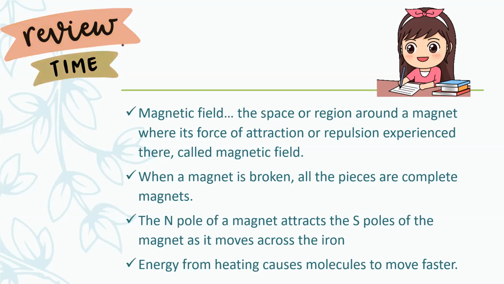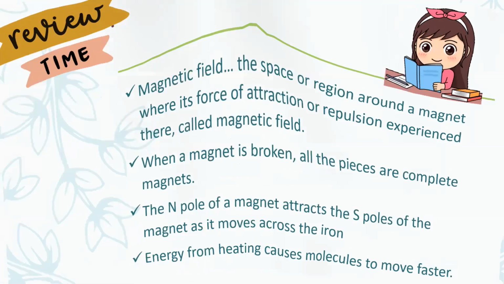The N pole of the magnet attracts the S poles of the magnet as it moves across the iron. If you move across the iron, then the particles of the N pole of the magnet attract the S pole of the magnet. And at the end, we were talking about how energy from heating causes molecules to move faster. Because from heating, the molecules gain energy, and as a result, they move at a faster rate. So this is all about your previous lecture.